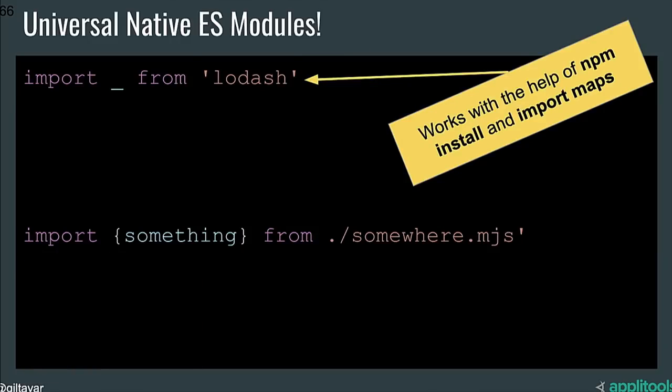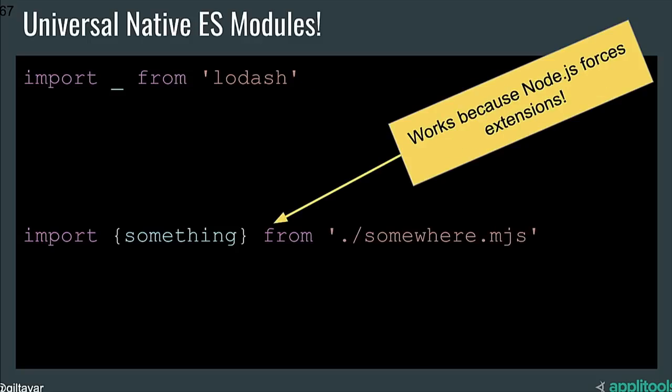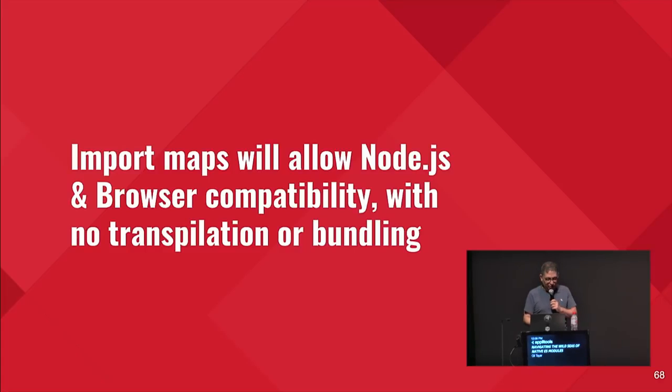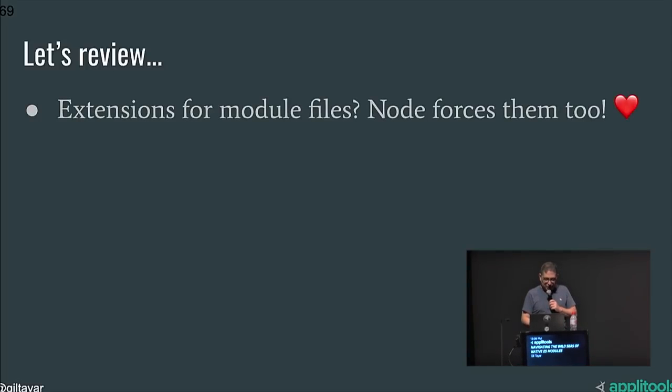So as we've seen, we get universal native ES modules, meaning modules that work both in the browser and in npm land, Node.js, etc., without any change. And this is the most important thing. Import maps will allow Node.js and browser compatibility with no transpilation or bundling. So let's review.